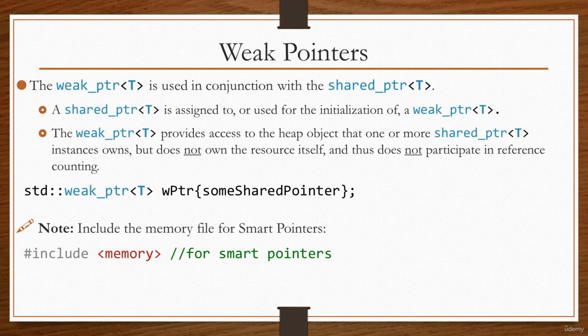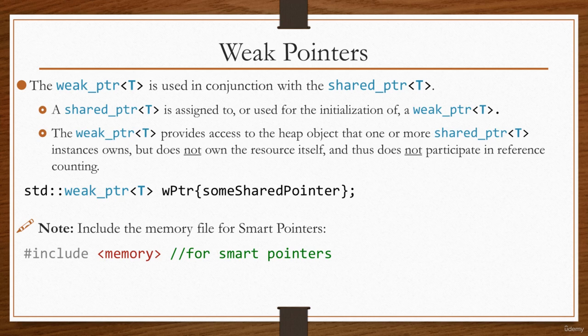Okay, if you assign a shared pointer to a weak pointer, or you construct a weak pointer from a shared pointer, then we will not increment the reference count. With the shared pointer, there is a control block that keeps track of how many weak pointers reference the heap object. But again, the weak pointer doesn't really affect the reference count, and I'll talk about the control block in a bit more detail later.